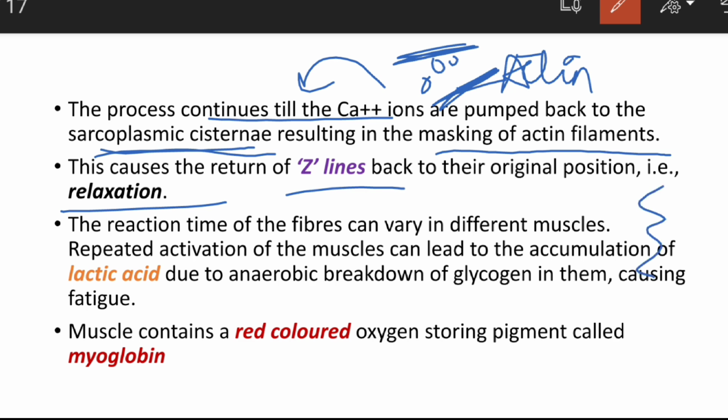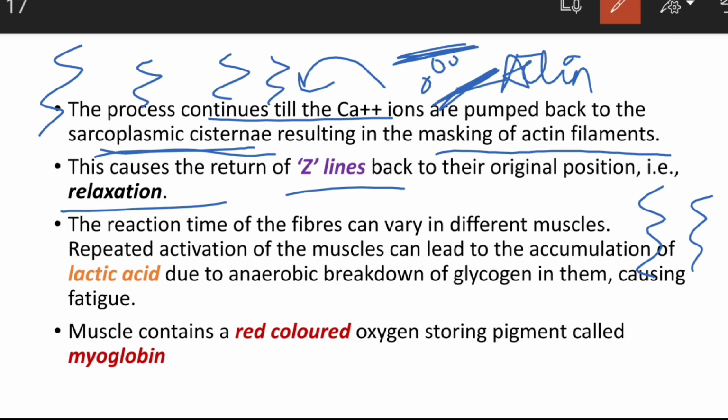So this is how the Z lines were present. See, like this, first they were present, then they come closer, during which the sarcomere length decreases and contraction takes place. But now this process is shifted back, so the sarcomere will retain its length, and relaxation will take place. The sarcomere will get back to its original position.